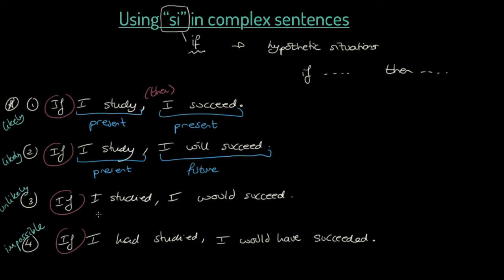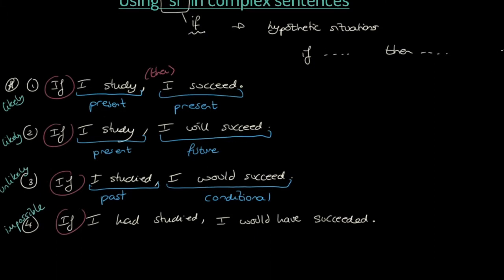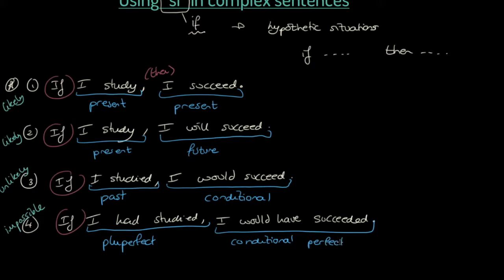Now, in this one here, the unlikely scenario, if I studied, well, that's past, isn't it? So my if clause has got past, then I would succeed. That's conditional. There's a condition attached to it. And my final one, if I had studied, it's past, but it's called the pluperfect tense. Then I would have succeeded. Again, it's conditional. This would have means we call it conditional perfect. So that's what's happening in terms of our two different clauses within these sentences.